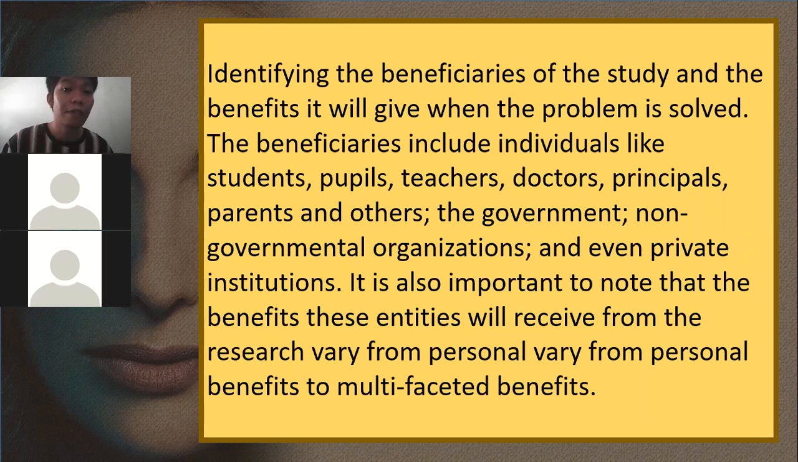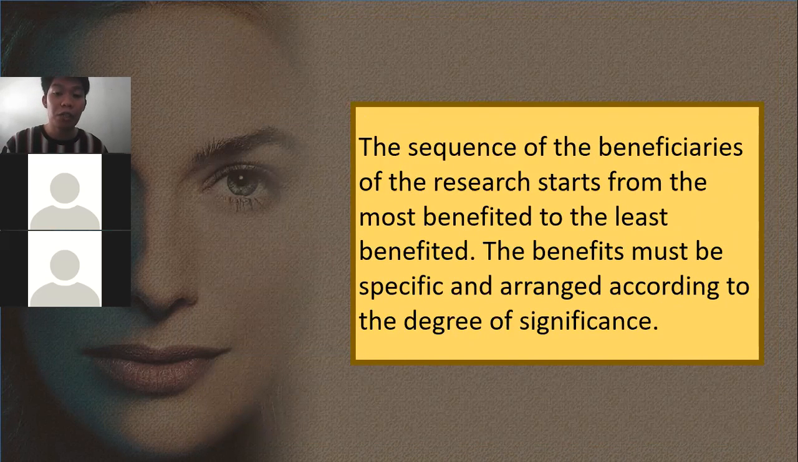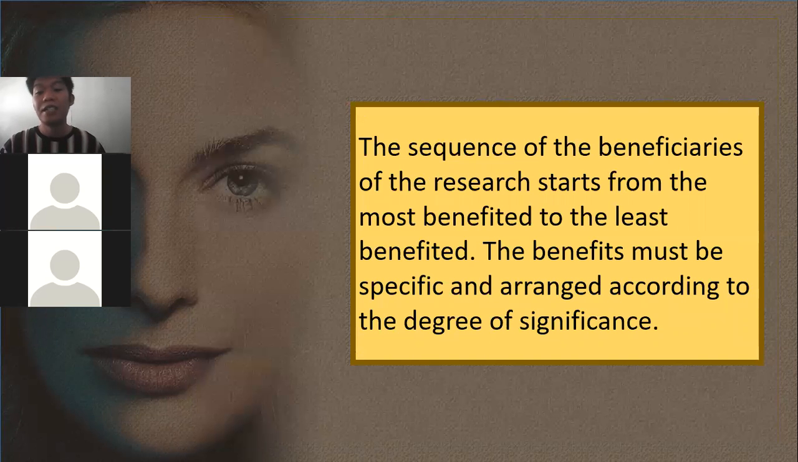significance of the study, it talks about who are the personalities, organizations, institutions that can benefit from your study. For example, if you're going to conduct yung learning styles of the students, sino makabenefit ito? You need to identify who are those people who can directly benefit the study. The sequence of beneficiaries of the research starts from the most benefited to the least benefited. The benefits must be specific and arranged according to the degree of significance.